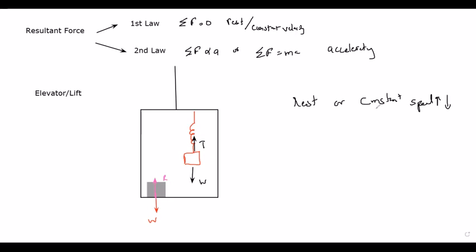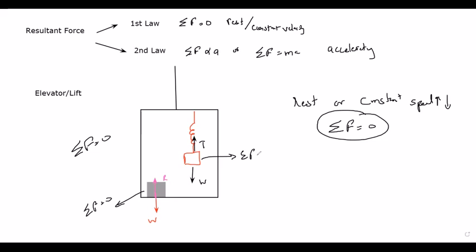Now, because this lift is either at rest or moving at a constant speed, in that case the resultant force will be zero. So if the resultant force on the lift is zero, it means the resultant force on the objects inside the lift will also be zero. If we consider the whole lift, it will not have any resultant force. The object on the floor will not have any resultant force, and the object attached by a spring or a string will also not experience any resultant force.